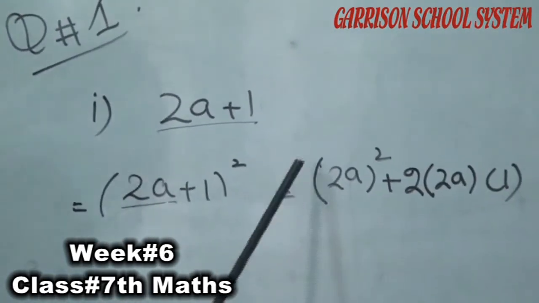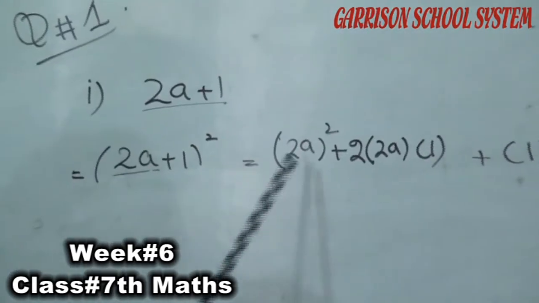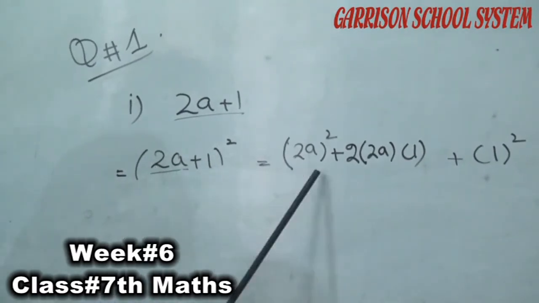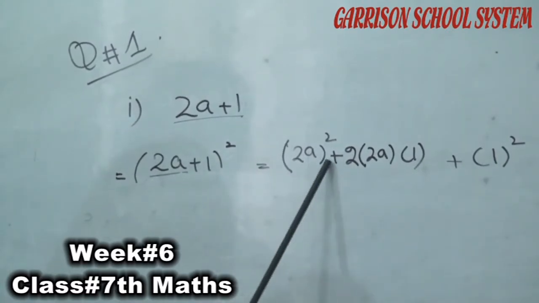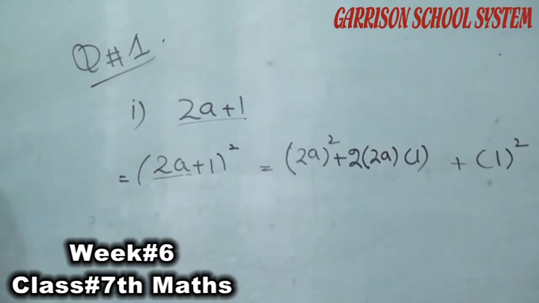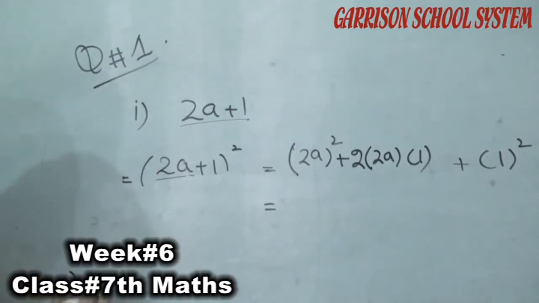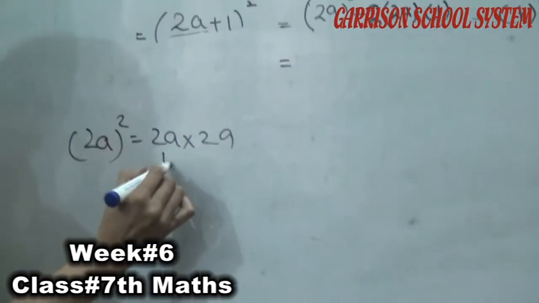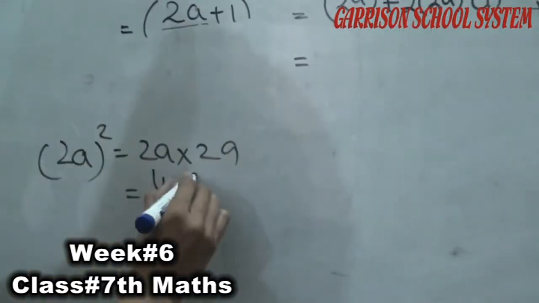So first, when I open this formula, a square, I have taken the 2a as a. So 2a square, and in the end 1 square, and in the center plus 2 into 2a into 1, 2ab. When I open this formula, 2a square means 2a multiplied by 2a. 2 2s are 4, and when a is multiplied with a, it will produce a square.